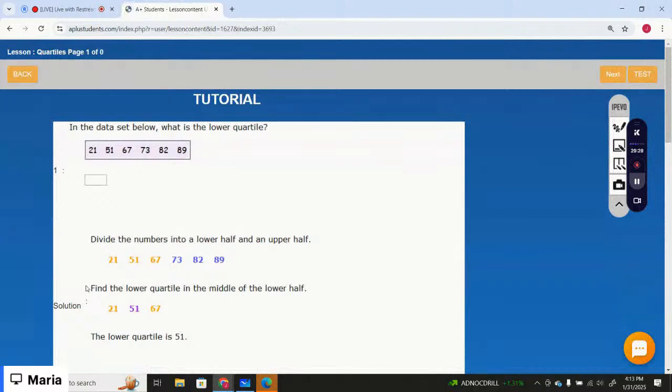In the data set below, what is the lower quartile? So you have to divide data into lower half and upper half. That means divide data into two groups. The first thing is arrange them from least to greatest, then divide the data into two equal parts. Then the lower quartile is 21, 51, and 67. So the middle number in the lower quartile is 51. So 51 is the lower quartile.